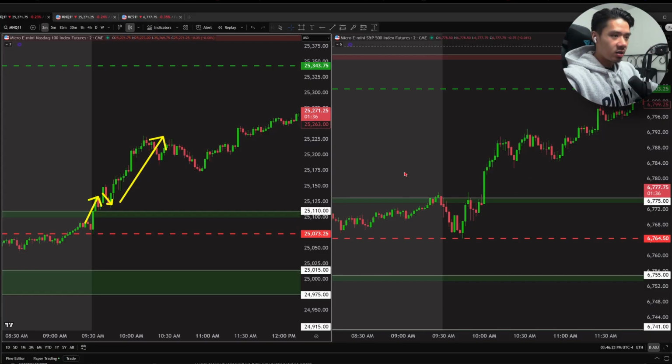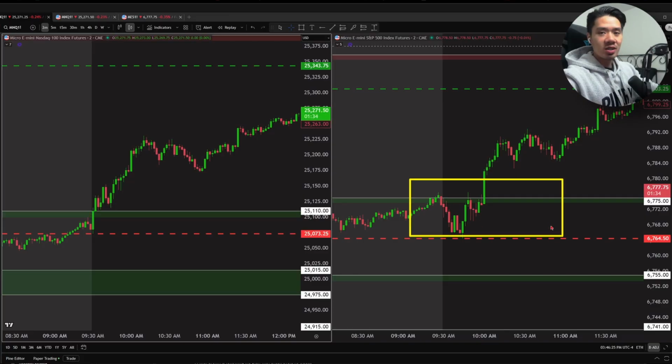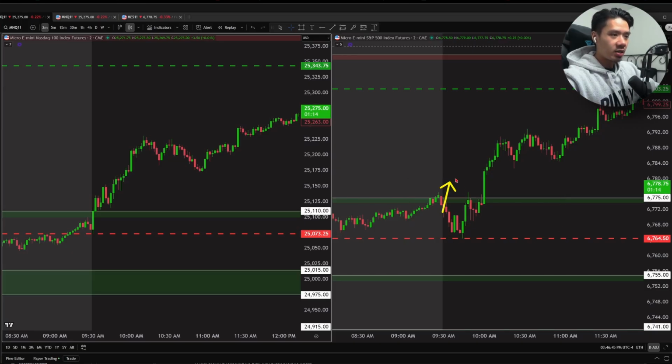ES was not as good. You can see that it didn't break above, but I still took the Nasdaq instead, and I just trusted my game plan. For this setup, it's only a B setup. It's not A plus, because it's not following market alignment. It'll be better if both markets did a break and retest above. I'm more confident in that.